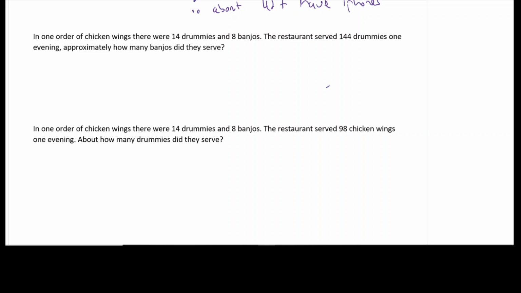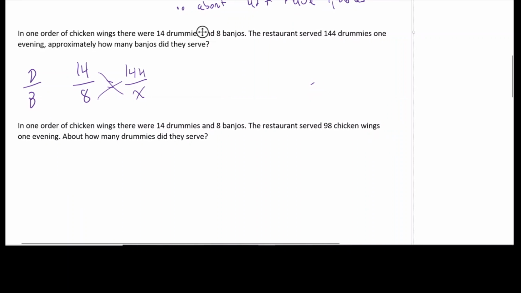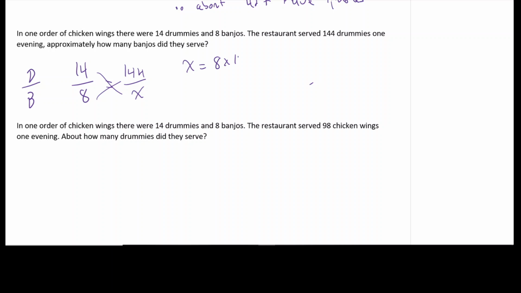All right, so again, 14 drummies and banjos are our 2 things in the problem. They're both the parts, and the second piece of information isn't a total, it's a part. It's the amount of drummies. So I would set it up this way, and that's my ratio of drummies over banjos in that order. 144 is an amount of drummies, so it has to go on top. X goes on bottom. Crisscross applesauce here. We're going to multiply the 8 and the 144 and divide by 14.